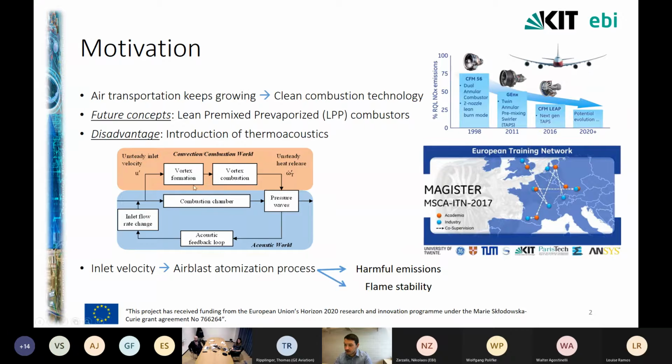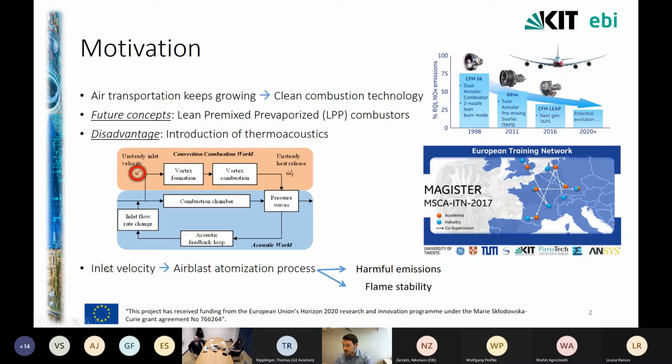So in the thermoacoustic cycle, what I'm most interested in is the inlet air velocity, which becomes heavily unsteady through the feedback loop from the unsteady heat release. The inlet air velocity strongly affects the air blast atomization process because most modern jet engines employ air blast atomizers for the disintegration of the liquid fuel.